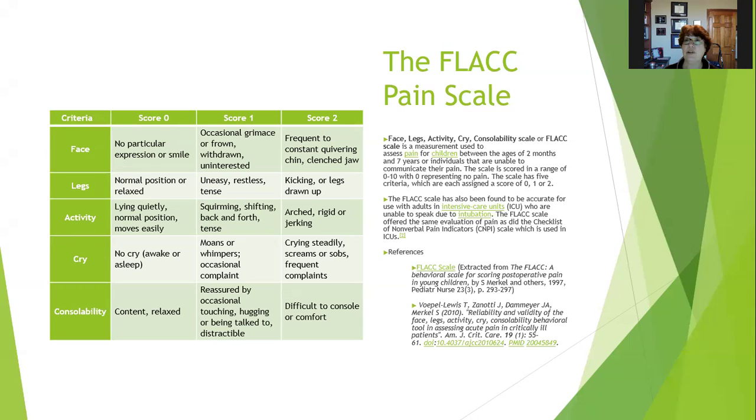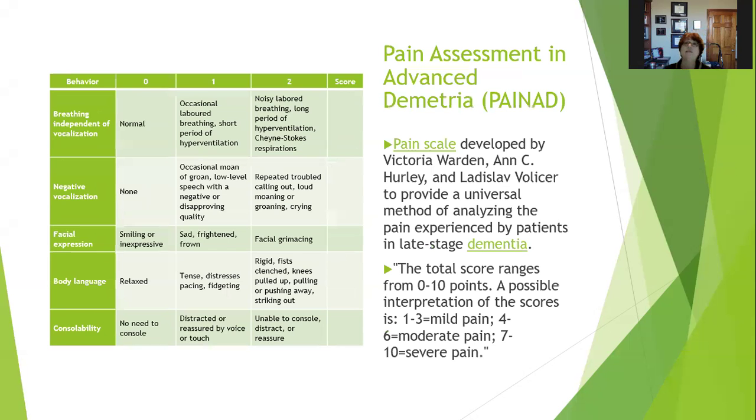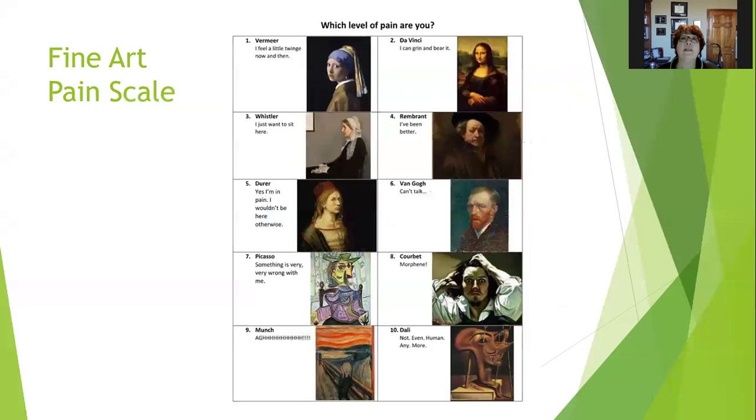So very interesting. And that's really useful for hospital settings. There's a pain assessment in advanced dementia that was developed to provide a universal method of analyzing pain in patients with late-stage dementia. And it's similar to the FLACC scale in terms of you're looking objectively at what's going on with them to figure out what their pain level might be.